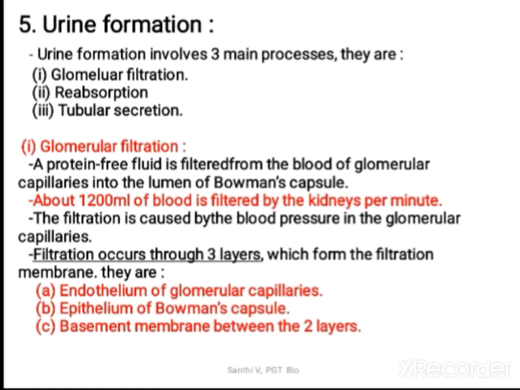The filtration occurs through three layers. What are the three layers? They are the endothelium of glomerular capillaries, the epithelium of Bowman's capsule and the basement membrane between the two layers. The basement membrane is the membrane that you can see in epithelium. These are the three layers through which the filtration occurs.